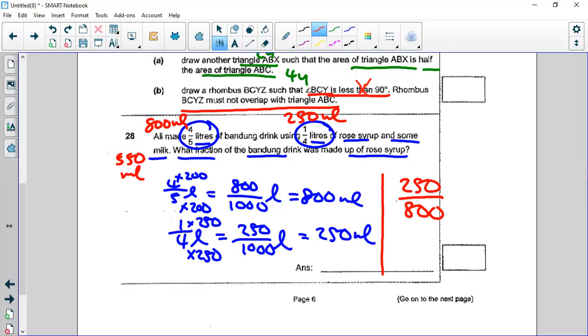Okay, and then no calculator, so you cancel and cancel, right? And then 25 divided by 5 is 5. 80 divided by 5 is 16. So your fraction is 5 over 16. Got it?